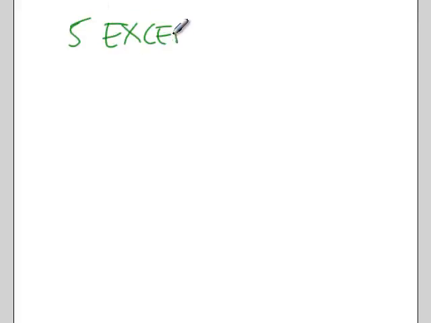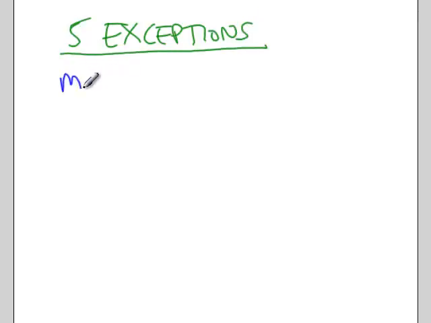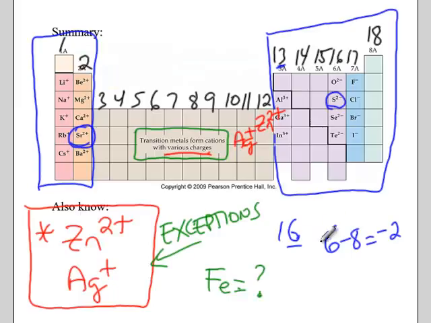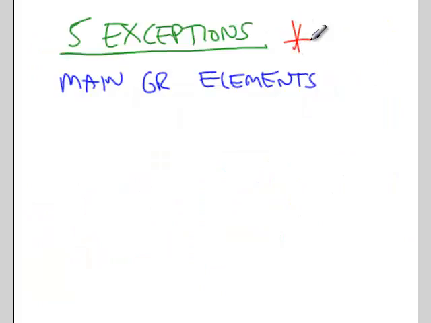So these 5 exceptions are for the main group elements that do not follow the general rules. These 5 are all found at the bottom of the periodic table, and they all touch each other in this area right there. So these 5 elements are all main group elements.